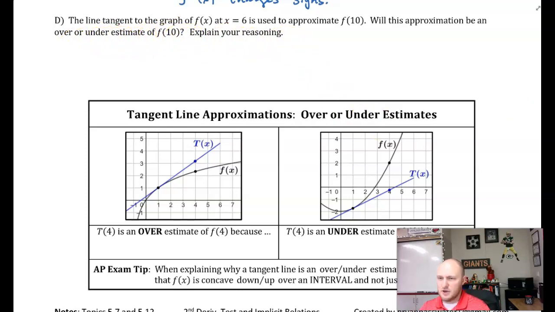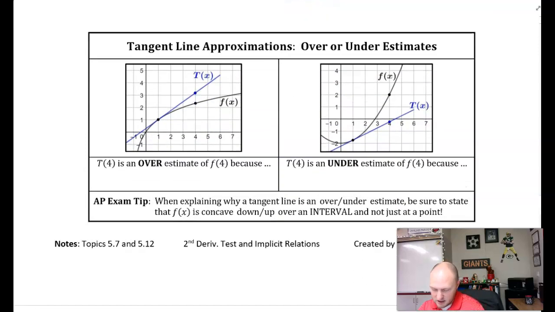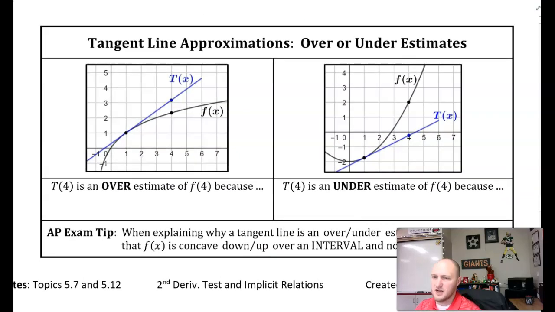Explain your reasoning. I want to go ahead and show you this tangent line approximation and the overestimate or the underestimate. We have a tangent line t of x given in both of these examples and a function f of x. If this is my function and my tangent line, and I'm predicting the output at 4, notice how t of 4 is an overestimate of f of 4. And in this example here at 4, t of 4 is an underestimate of f of 4.